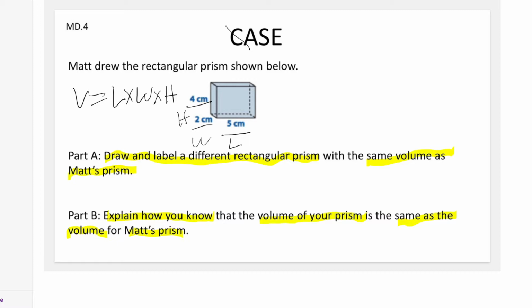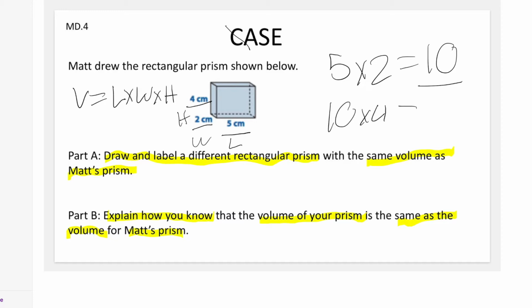First, I'm going to start with the length, which is 5, times the width, which is 2. So 5 times 2 would equal 10. Then I'm going to multiply 10 times the height. So it would be 10 times 4, which equals 40 centimeters cubed. Volume is the cubes inside of a prism, and that's why I labeled 40 centimeters cubed.